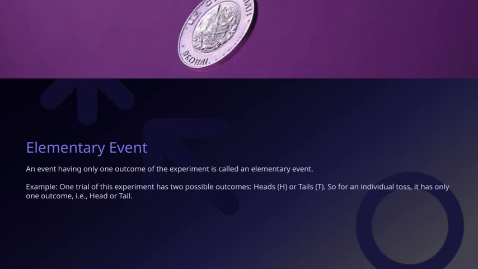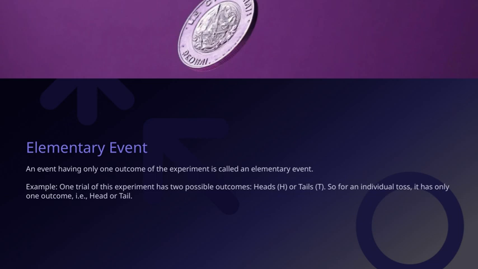When we talk about a single trial of an experiment, such as flipping a coin, there are only two possible outcomes, heads or tails. So, for just one toss, the outcome is limited to either head or tail. Now, in probability, when an event has only one specific outcome out of all possible outcomes, we call that an elementary event. It's like focusing on a single, unique result within the entire experiment. Recognizing elementary events helps us understand the basic building blocks of probability and how individual outcomes contribute to the bigger picture. This concept is fundamental because it allows us to analyze and predict the likelihood of specific results in any random experiment.